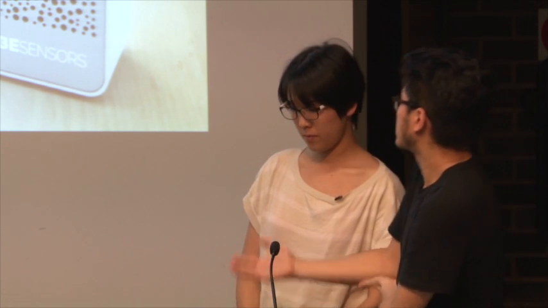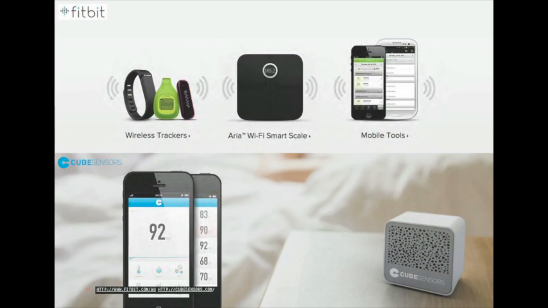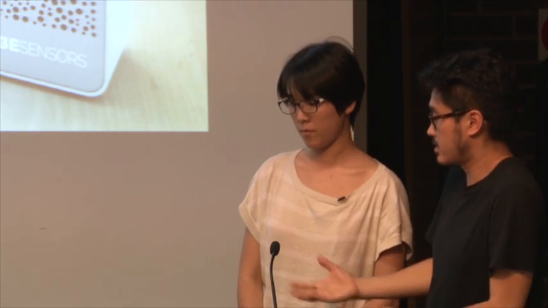Another commercial product, which is quite new, is called Cube Sensors. It measures environmental factors such as pollutants in the air, temperature, moisture, and noise level. These are just two examples of things coming out that you can buy easily and quite cheaply. You can put them on your body or place them in your room, and they take constant measurements and record them in a data center.